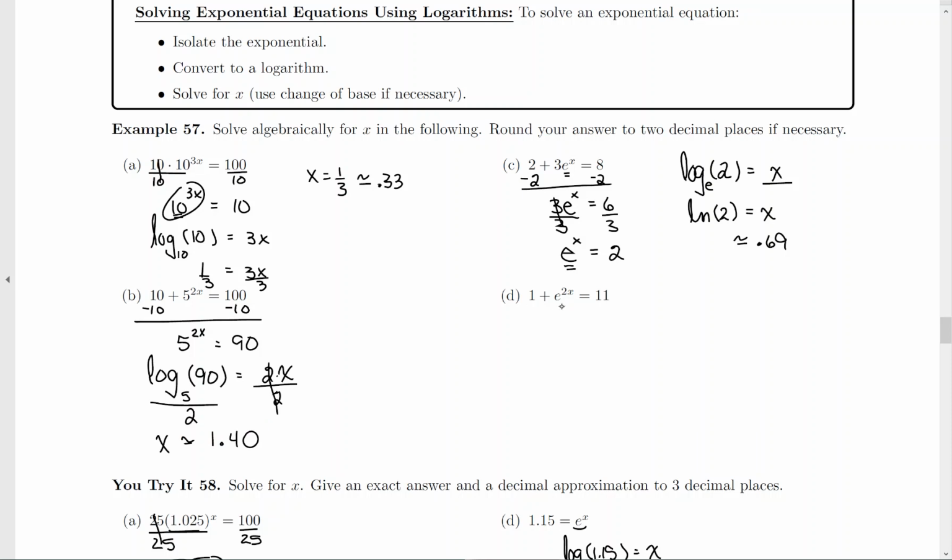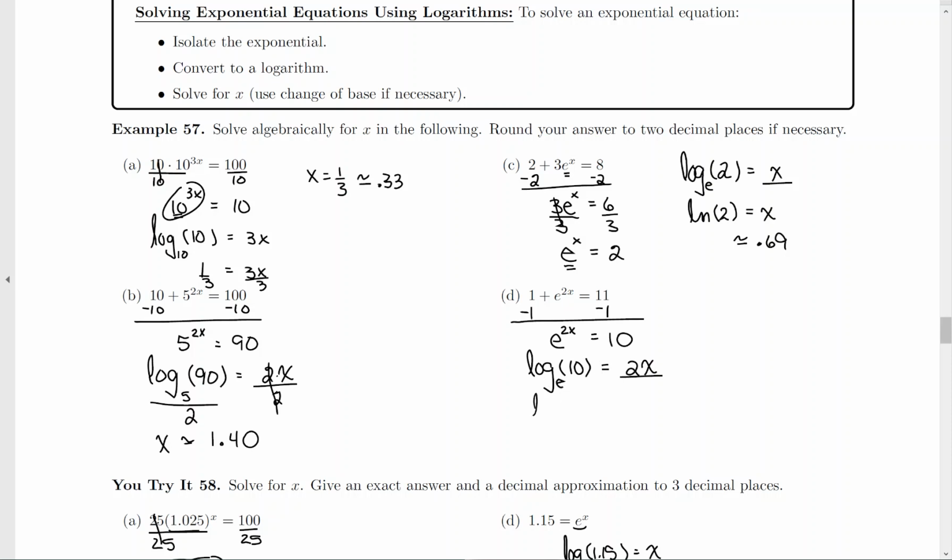For letter D, I still see an addition sign, so I've got to use addition-subtraction property first. Exponential, so I'm going to use a log, bring down the base. And again, e to the 2x can't be together here, so this is going to be a 10, and the 2x goes on the other side. A logarithm's equal to the power, right?